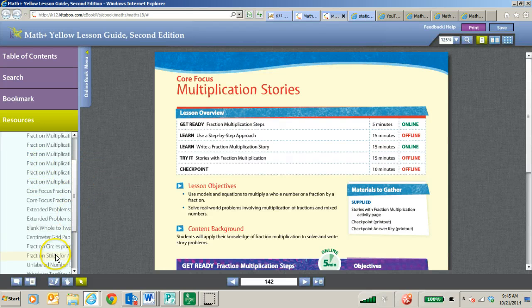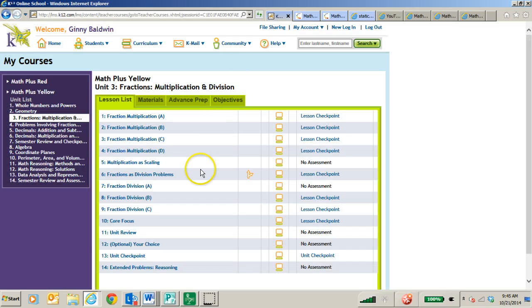The other thing that is important for this unit is there are fraction circles and centimeter grid paper and fraction strips that can be used throughout the lessons so that your child would be successful with computing with fractions.